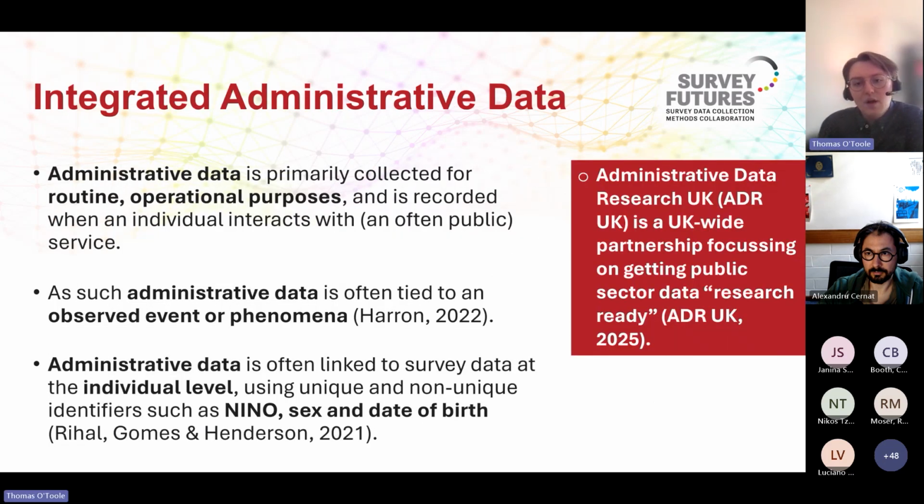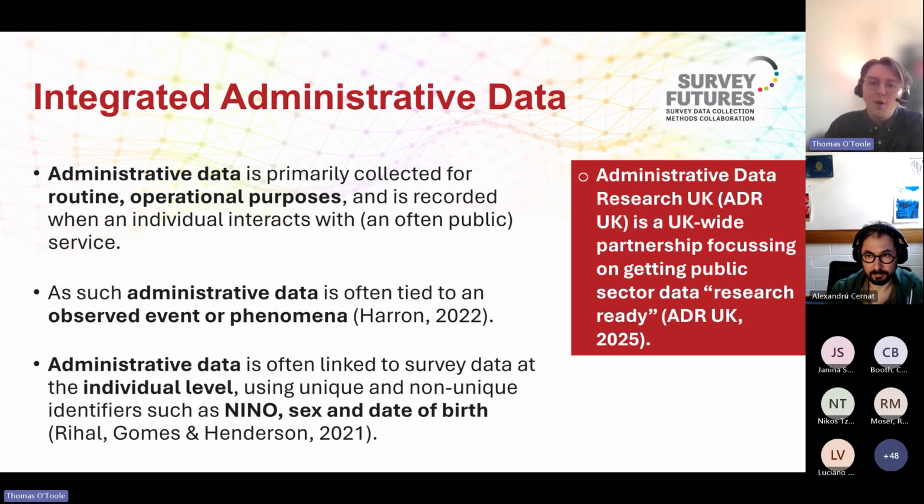So onto types of linked data. Admin data is broadly collected by public institutions for operational purposes, and it's usually tied to an observed event. So, for example, going to A&E, sitting GCSEs, taking out a student loan, that kind of thing. The nature of these interactions means that admin data is often linked to survey responses at the individual level. And typically, these records are deterministically matched using national insurance number and a range of socio-demographic characteristics. But for some fringe cases, there are cases where fuzzy matching and probabilistic matching have been used.